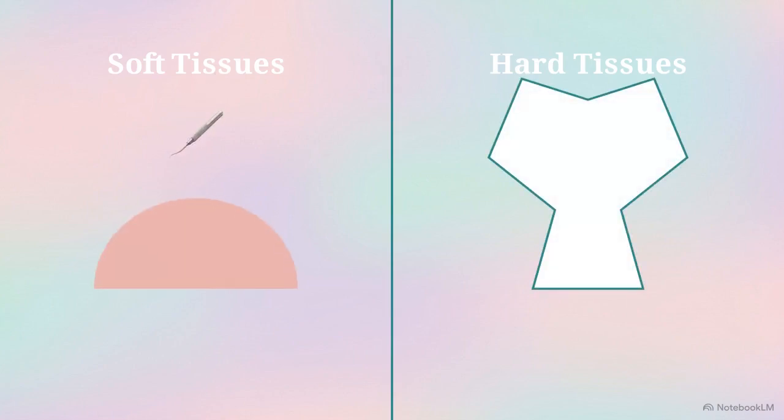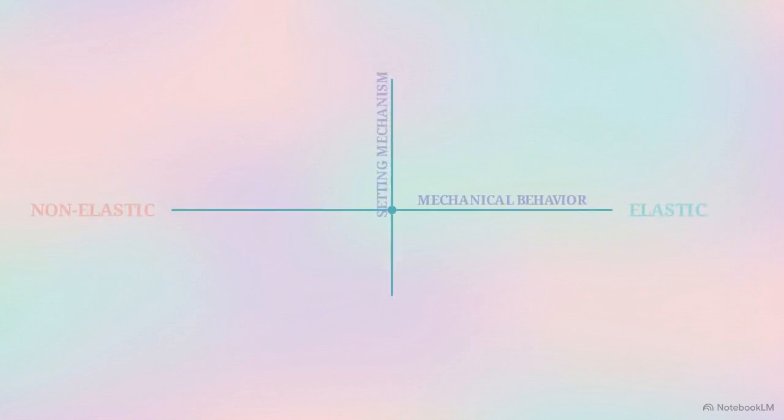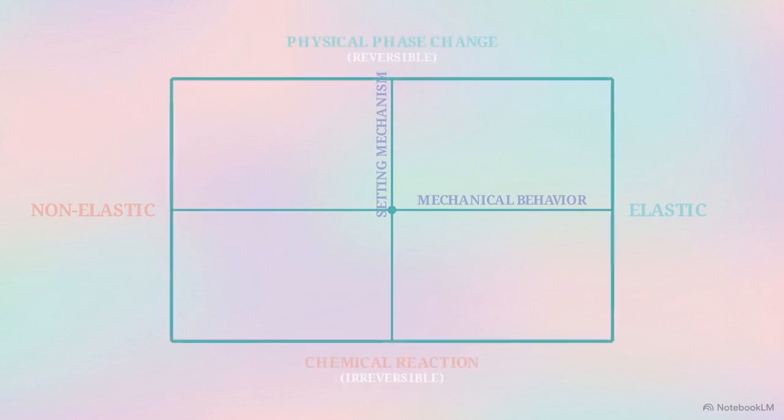The impression material must accurately record highly displaceable, wet soft tissues while simultaneously navigating completely rigid hard tissues with locked mechanical undercuts. This diagram outlines the master classification matrix that dictates all material selection. Every impression material is categorized across two absolute axes: its mechanical behavior, whether it is elastic or inelastic, and its setting mechanism, whether it sets via a physical temperature change or an irreversible chemical reaction.